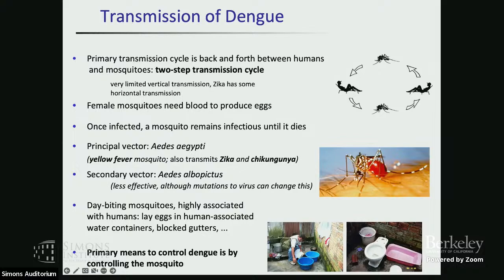So unlike malaria, bed nets are not going to be an approach to combat dengue. These mosquitoes are highly associated with humans. They lay their eggs in human-associated water containers. So here are some photos taken out in the field in Iquitos in Peru, where we work with folks from UC Davis who have had a long-term study there.